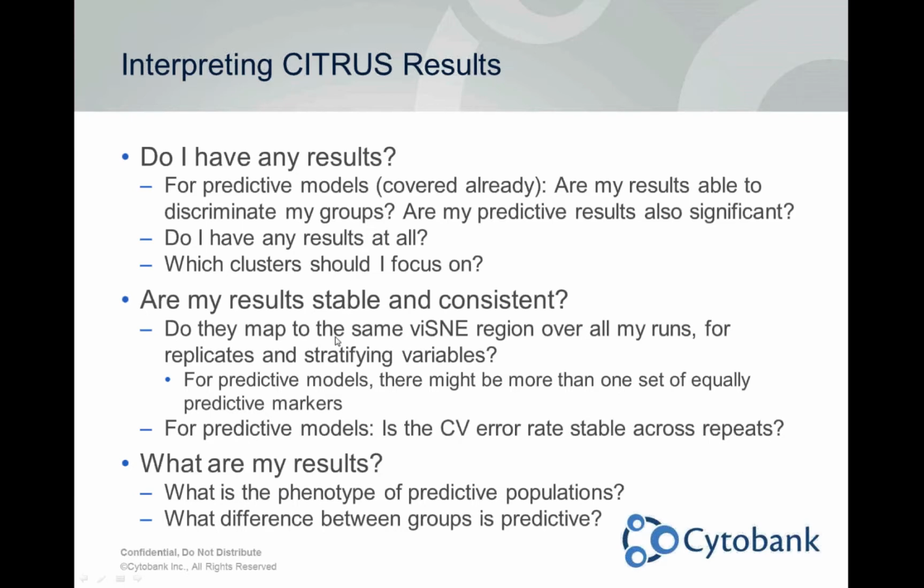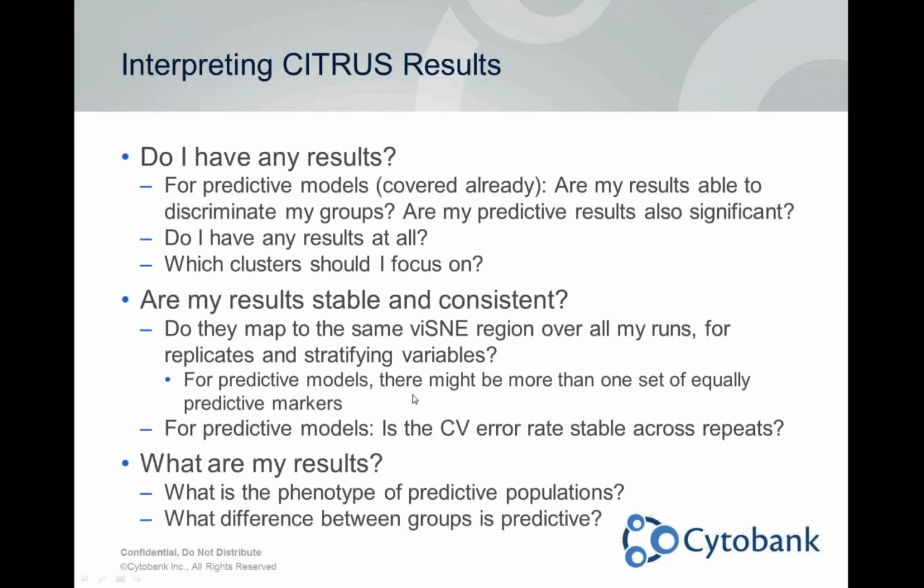For both of these together, the goal, and this is what ViSNE enables, is to make sure that your results are stable and consistent. So do they map to the same ViSNE region over and over again for all of your different replicates of CITRUS and across your different stratifying variables? And again, this is why we put all of our FCS files for both the main comparators and the stratifying markers in the same ViSNE run.